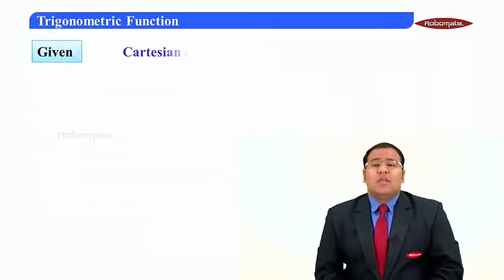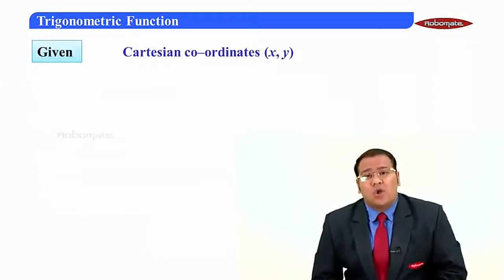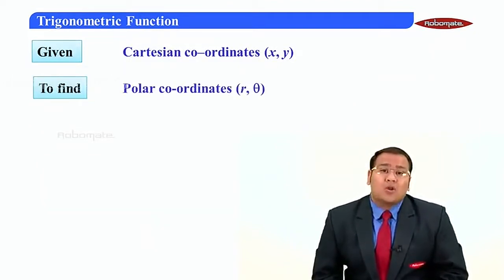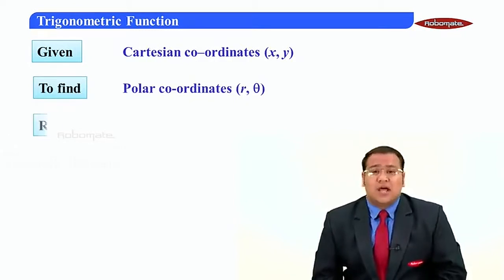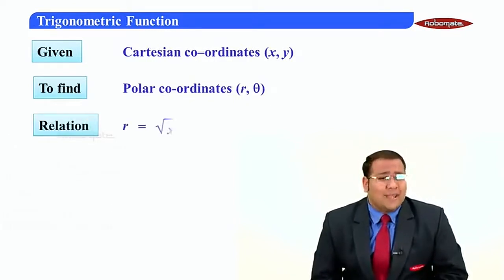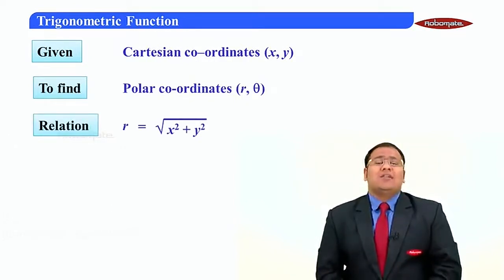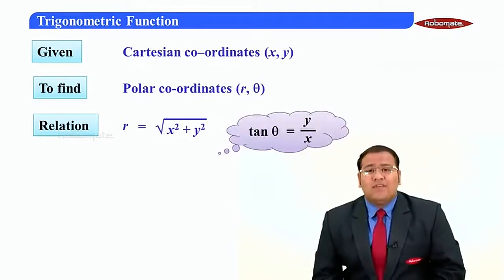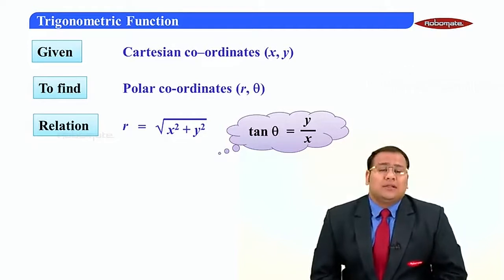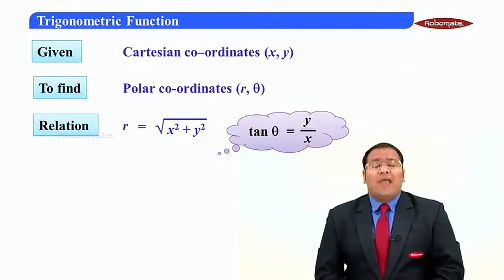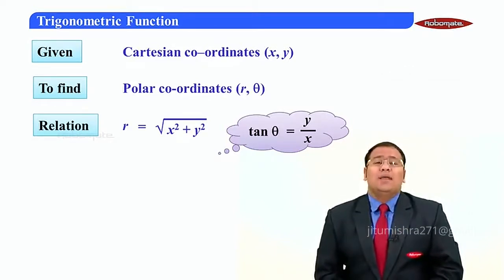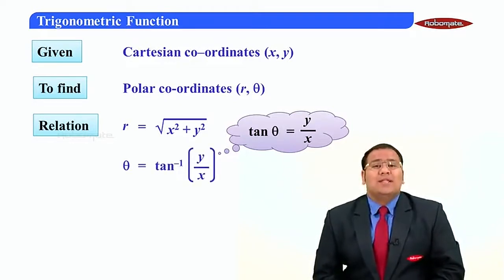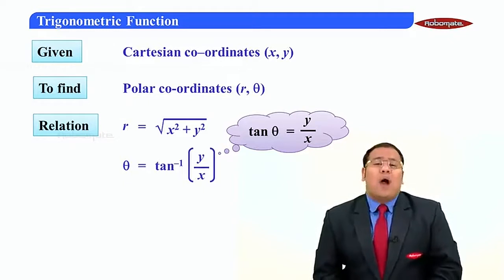Apart from this, if you have Cartesian coordinates with you and you require the polar coordinates, that is r and theta, how would you find them? We know that r is equal to root of x square plus y square, but we are only aware of tan theta, which is y by x, but you require theta. So in that case, theta would be tan inverse of y by x.